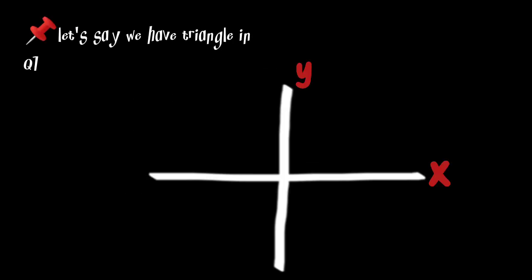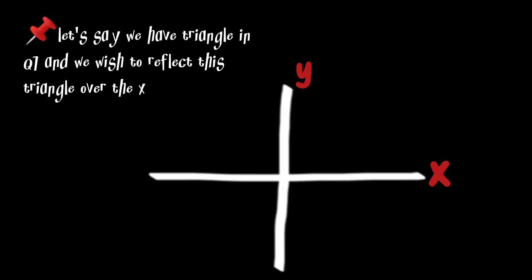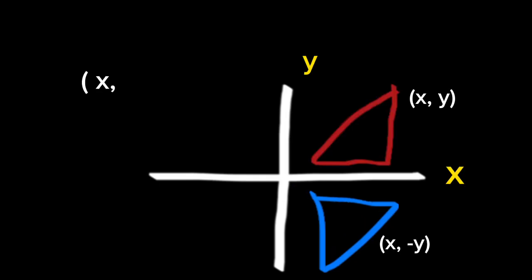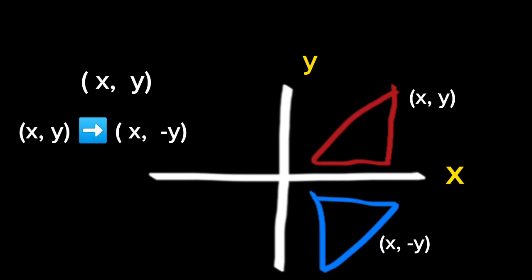If we reflect something over the x-axis, it's going to move from quadrant 1 to quadrant 4, and it's going to flip at the same time. You can see the blue triangle is the reflection of the red triangle. Let's say we have the point (x, y). If we multiply the y-coordinate by -1, it becomes (x, -y). That's how you reflect over the x-axis.